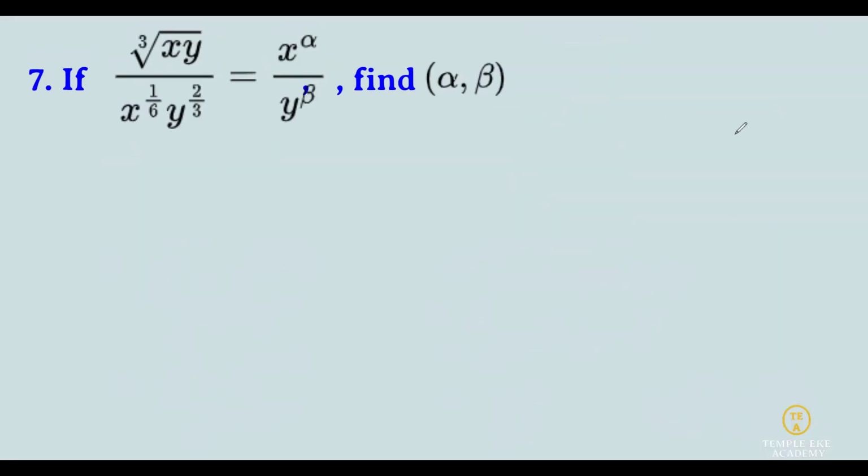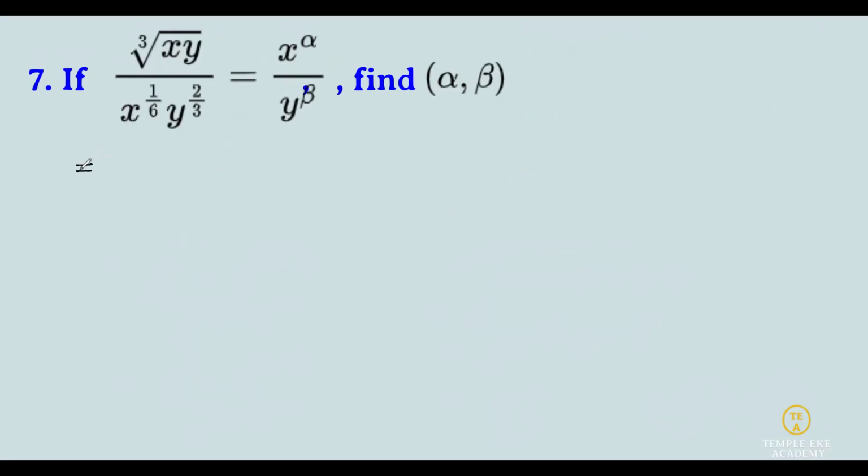Now we have, this is a more involved problem. We have the cube root of a product xy divided by x to the power 1/6 and y to the power 2/3, expressed in the form x to the power alpha divided by y to the power beta. And we want to find alpha comma beta. This is very beautiful. Now, we start straight off by decoupling the problem. So let us break it up.